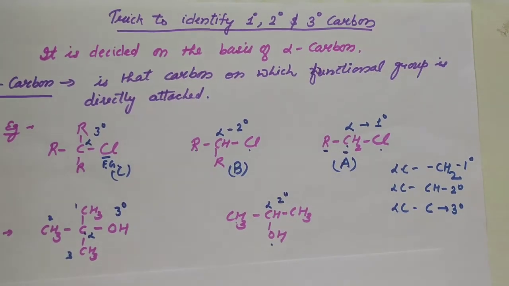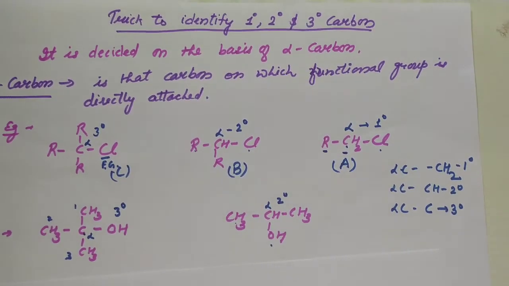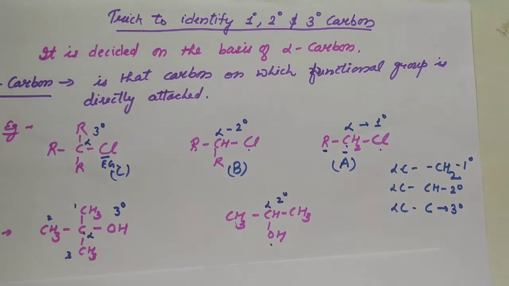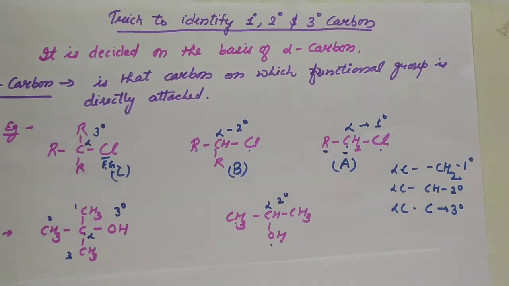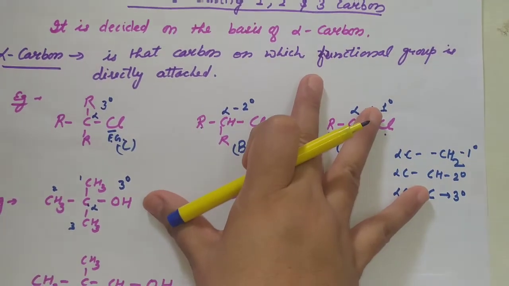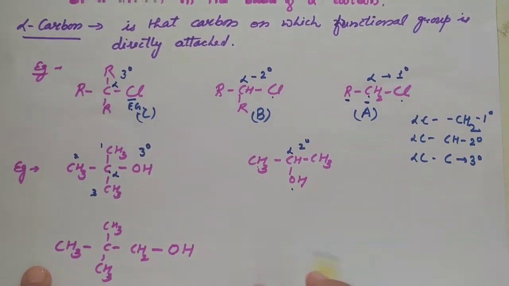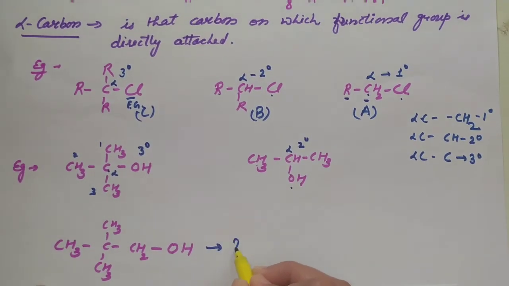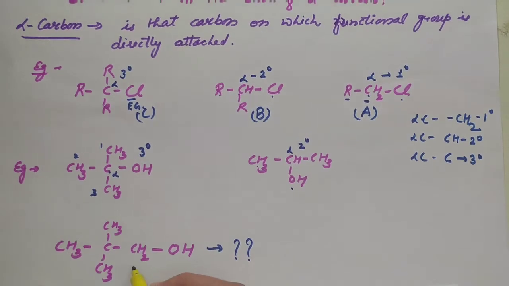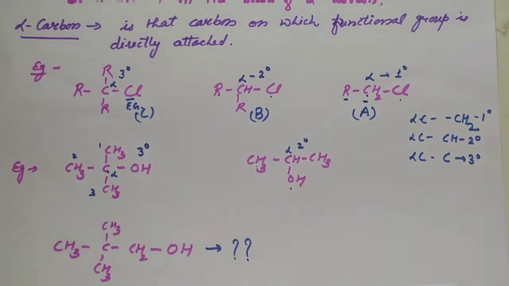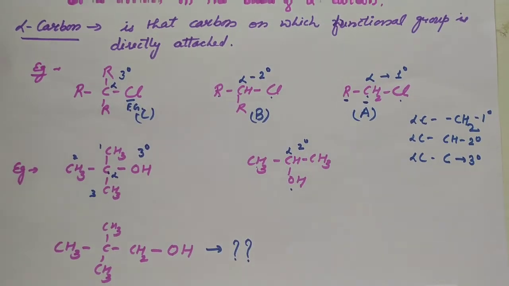From this, I am giving you a question: whether this compound is 1 degree, 2 degree or 3 degree. If it is clear to you, you have to do this question by yourself. This is the question: identify whether the alpha carbon is 1 degree, 2 degree or 3 degree carbon.